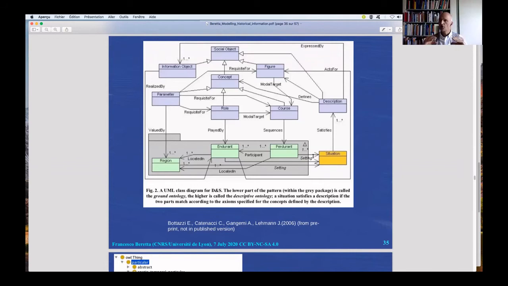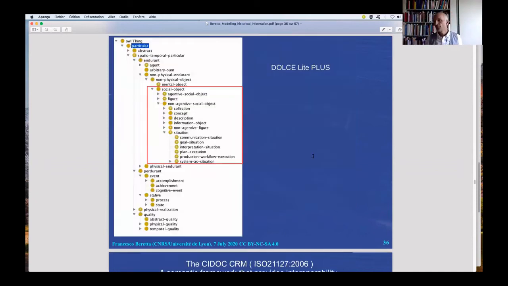The ground ontology is DOLCE, the gray region there, and Descriptions and Situations provides the descriptions, which means the concepts, the roles, the courses in the sense of different perdurants, events, and so on, and adds the epistemological approach. And I speak about all this because it's possible that some of you already saw all this.